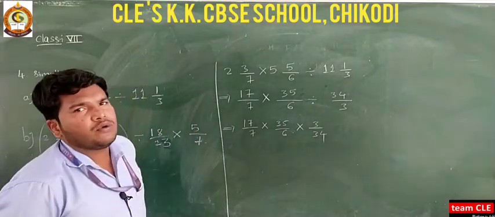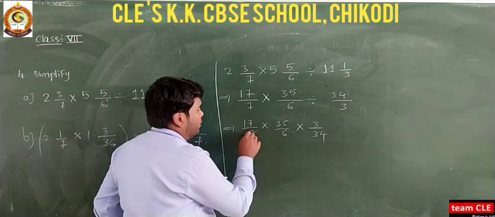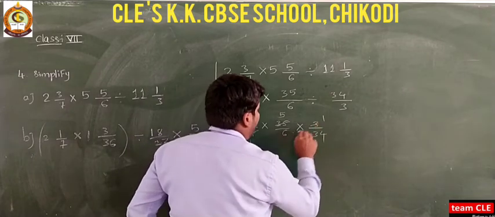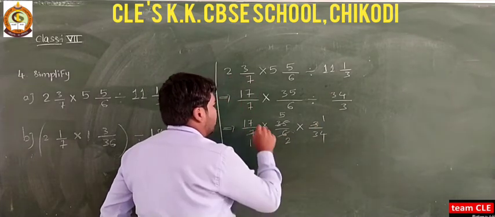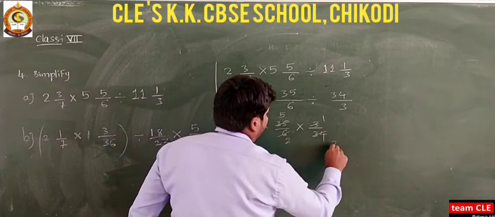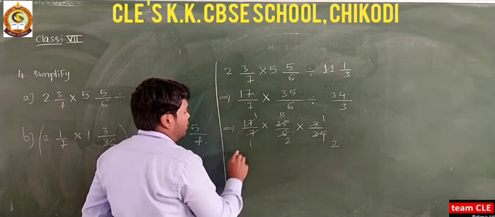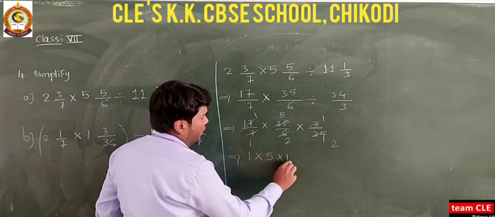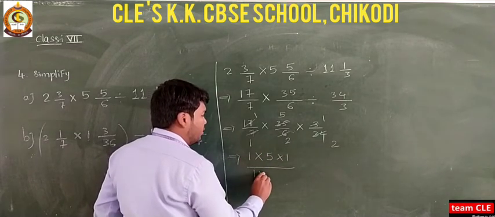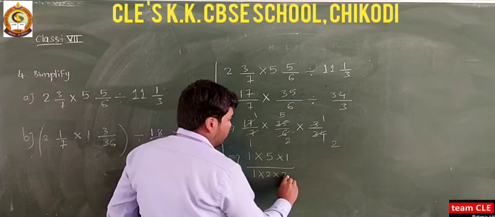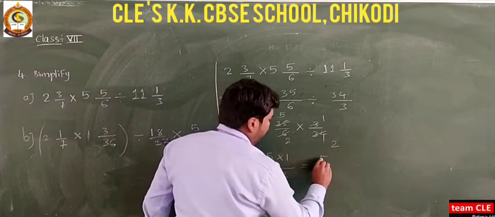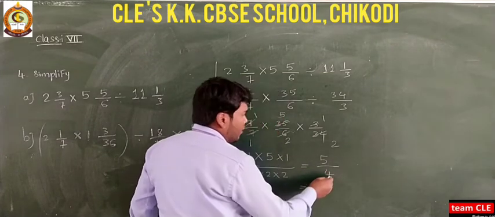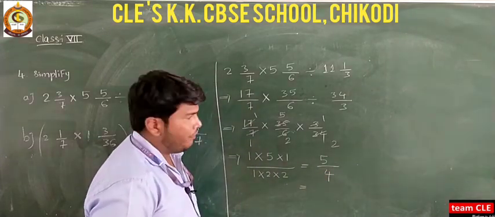Now we have to do cancellation. See here, 7 1s are 7, 7 5s are 35. Similarly, 3 1s are 3, 3 2s are 6. And 17 1s are 17, 17 2s are 34. In the numerator the numbers remaining are 1 into 5 into 1, divided by 1 into 2 into 2. So 5 1s are 5, and 2 2s are 4. Now 5 by 4 is an improper fraction.